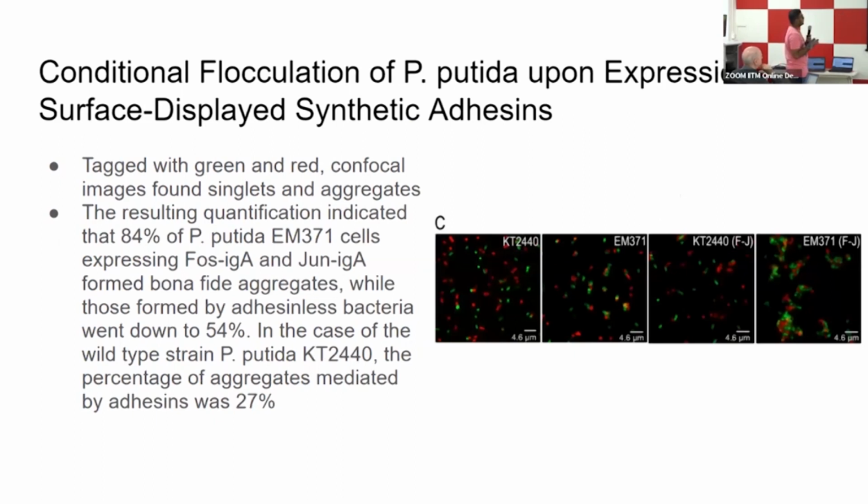And conditional flocculation. They again checked the flocculation of these particles. They added green and red sensors, GFP and mCherry, for green fluorescence and red fluorescence to both the strains, and then the results were checked. It was found that 84% of the modified strain got aggregated, while only 27% of the parental strain was aggregated.